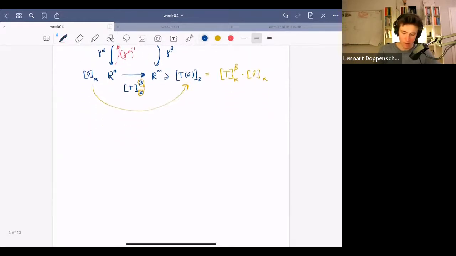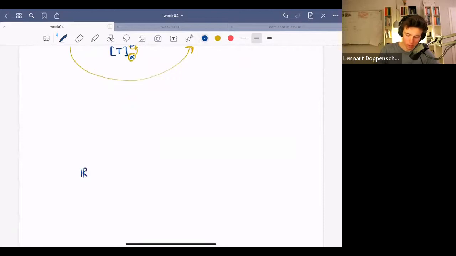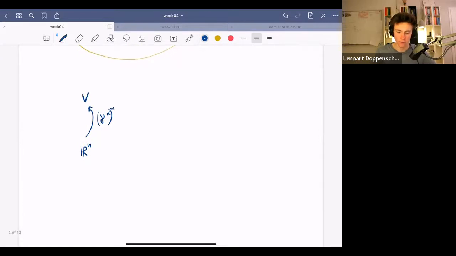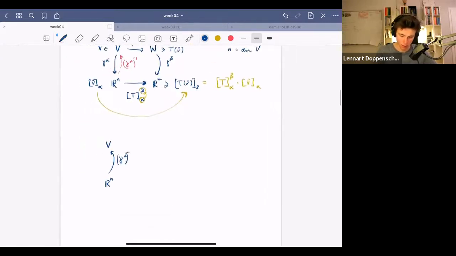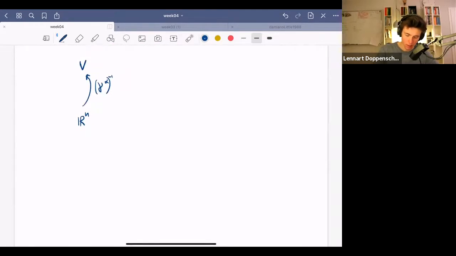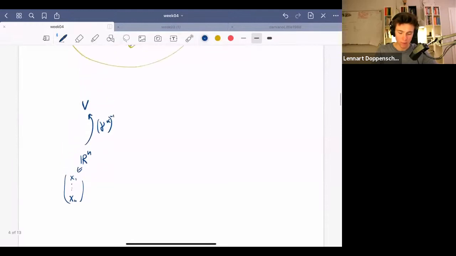The gamma alpha inverse goes from Rn back into V, and it takes an n-tuple, say x1 to xn, and think of this as a blueprint of a vector. This is just giving you the coefficients. And then what the gamma alpha inverse is doing, it assembles this into x.